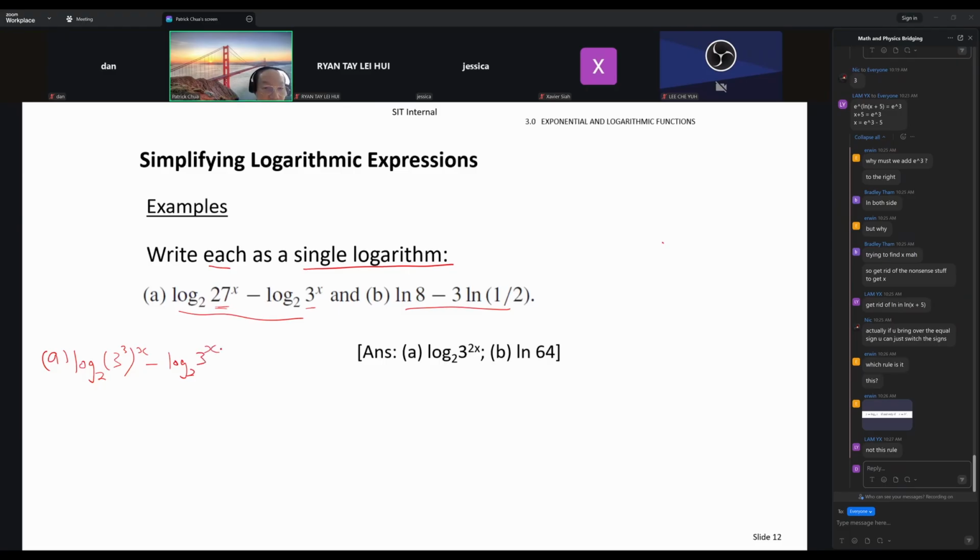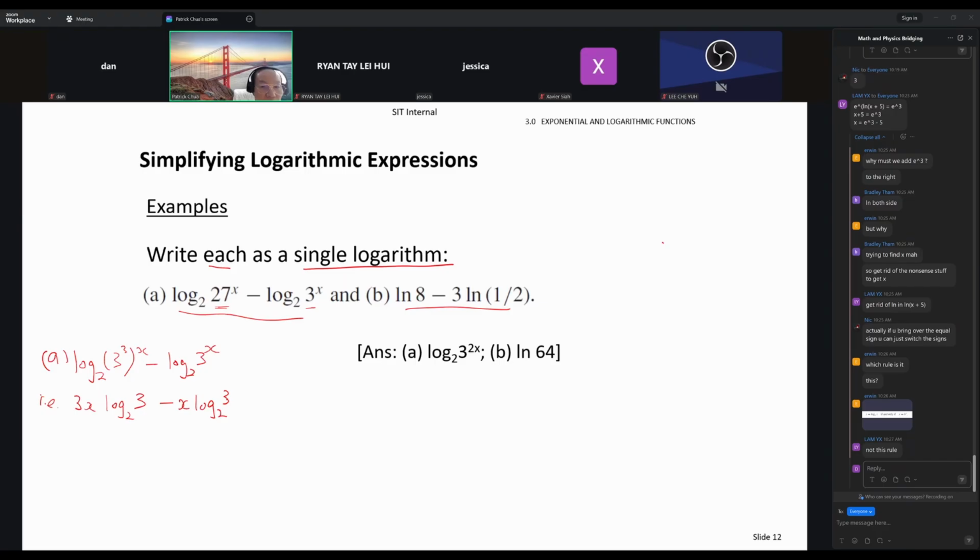You can multiply the 3 and x from our indices lecture yesterday, so this is 3 to the power of 3x. The 3x you can bring to the front: 3x log to base 2 of 3, minus, same thing here, we bring the x to the front of the log, so x log to base 2 of 3.